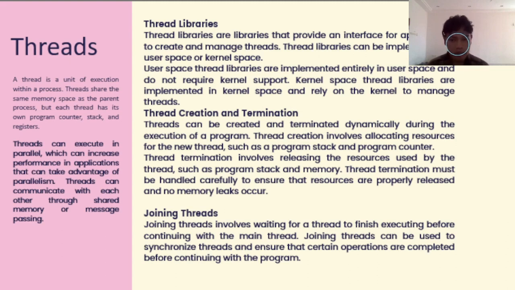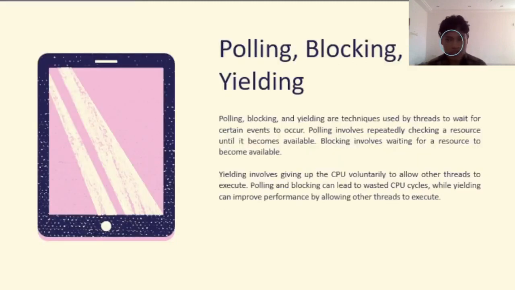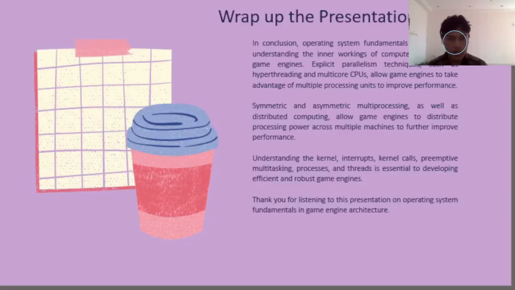The next is polling, blocking, and yielding. Thread synchronization techniques such as polling, blocking, and yielding are used to manage access to shared resources and to avoid race conditions.